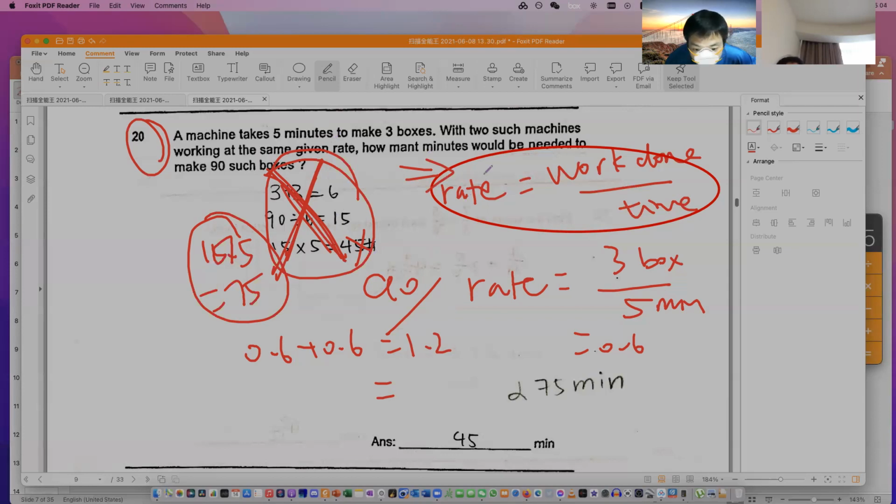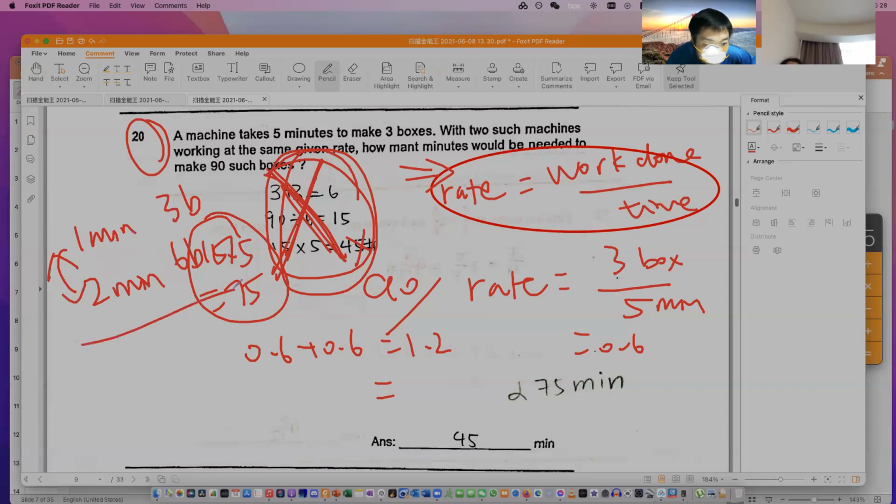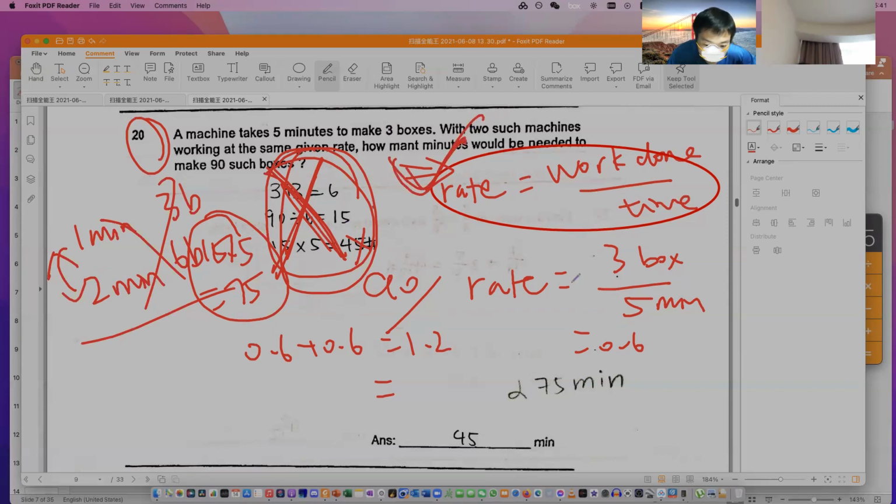If you stick to the formula, the chances of you making a mistake is very low. Over here I think you make use of proportionality: in 1 minute you can produce 3 boxes, so in 2 minutes you produce 6. I'm not sure, I'm just assuming, but I don't encourage this. I encourage you to use this formula.